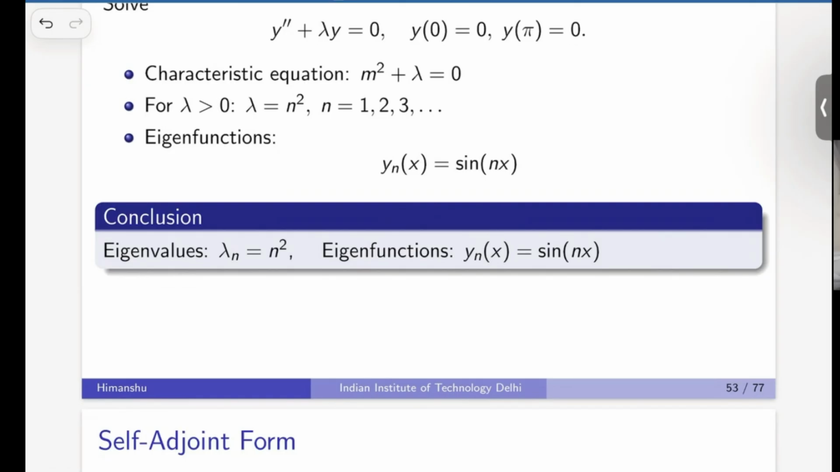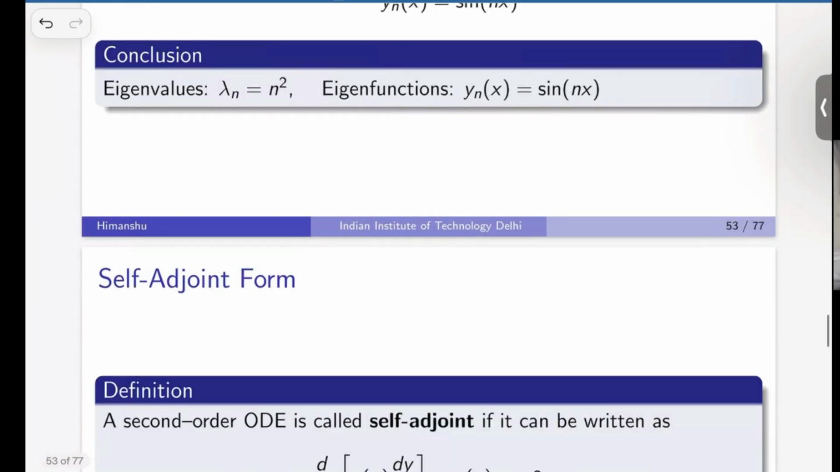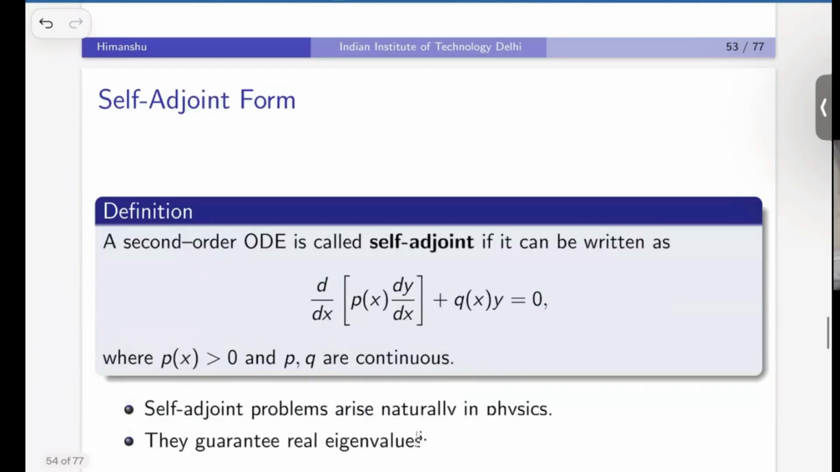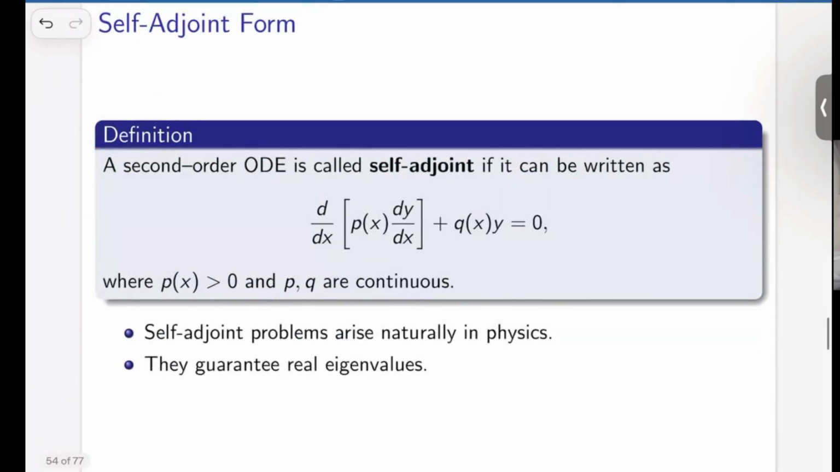Sometimes the questions come directly based on these observations. Now we define what is self-adjoint. A second order differential equation is called self-adjoint if it can be written in this form: d/dx of (p(x) dy/dx) plus q(x)y equals 0, where p(x) is positive and p and q are continuous functions.